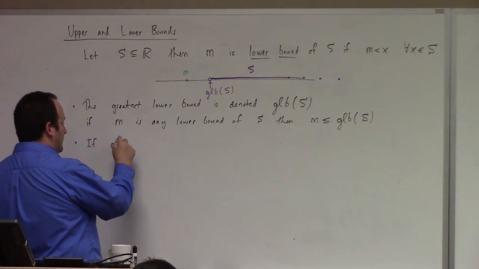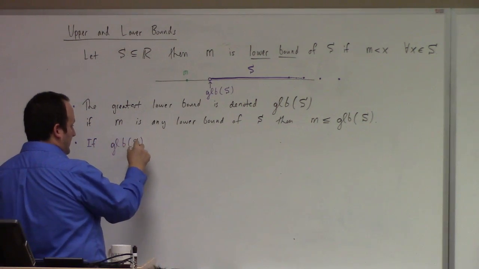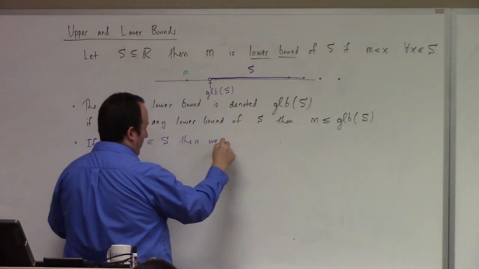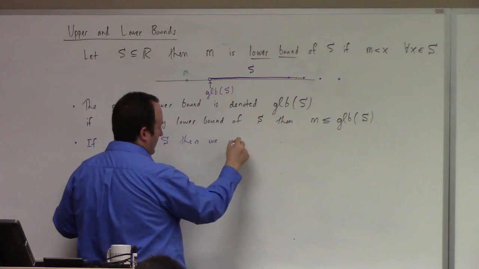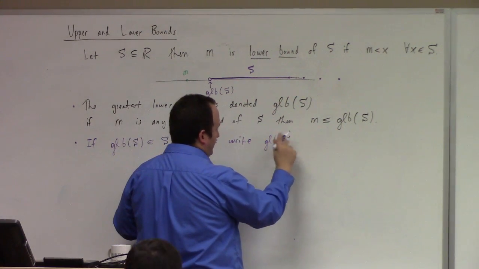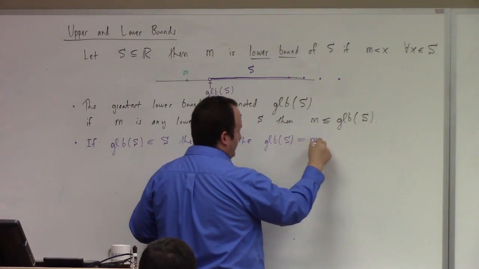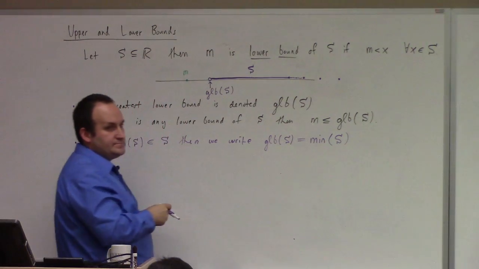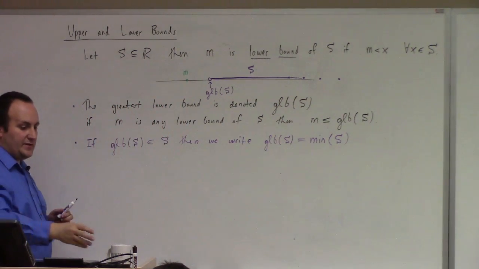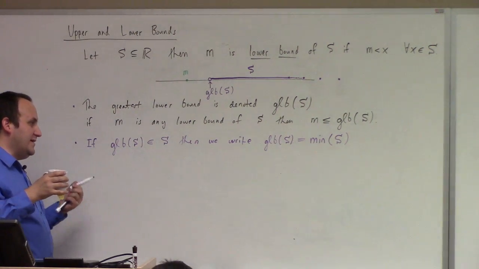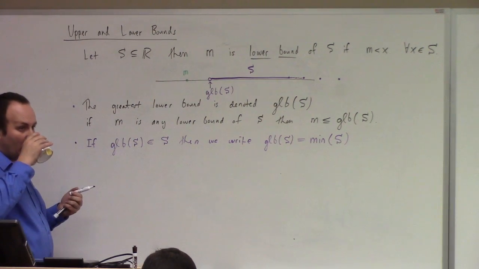If the greatest lower bound of S is an element of S, then we write that the greatest lower bound of S is equal to the minimum of S. All right. So that would be the minimum value in S. Does that make sense? But if it's not, I mean, when we write min, we're expecting it's something in S, all right?